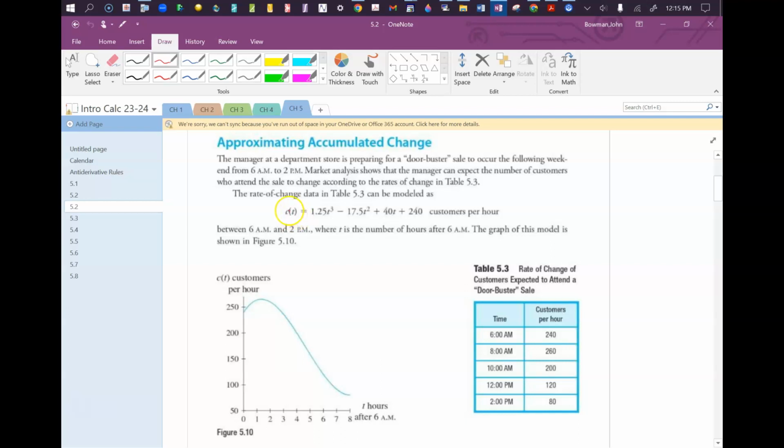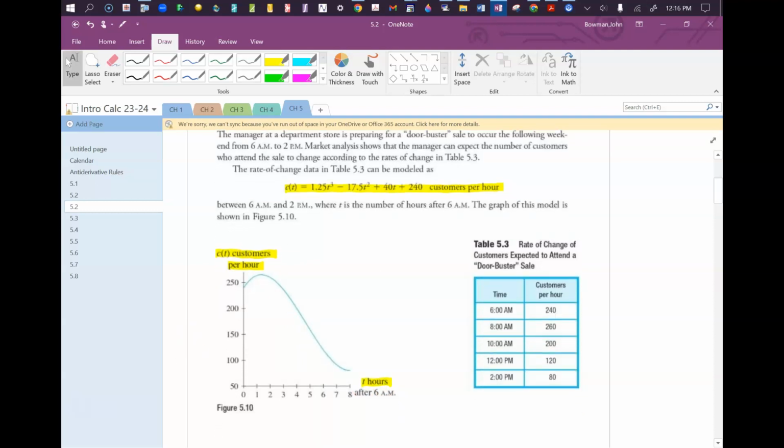Here's the rate of change function for this situation. It tells us that the manager can expect this number of customers per hour. That is clearly a rate of change. On the horizontal axis, we have hours. So when we find the area between the curve, the continuous function, and the x-axis, we will have the change in the total number of customers.